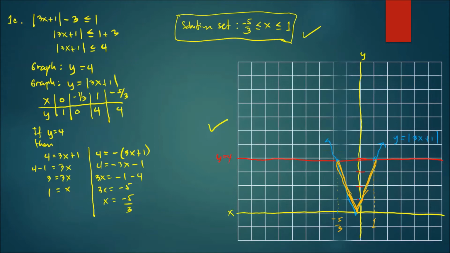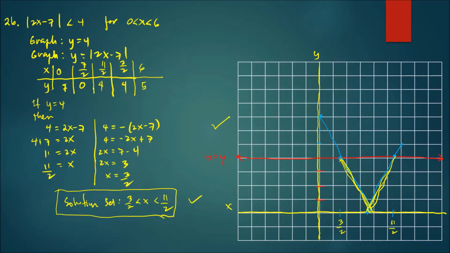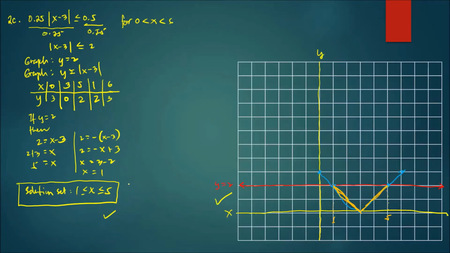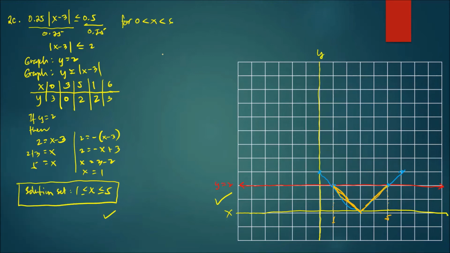Okay, so we know that we can also solve this algebraically, right? And let us review how are we going to solve this algebraically. Okay, let me use a different color pen. So to solve algebraically, okay, so we have here x minus 3 less than or equal to 2.